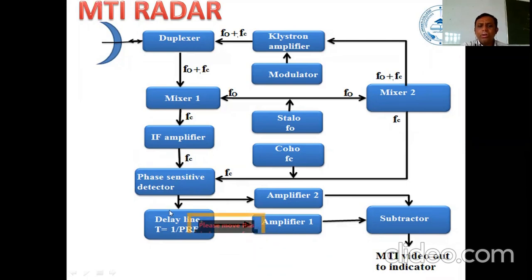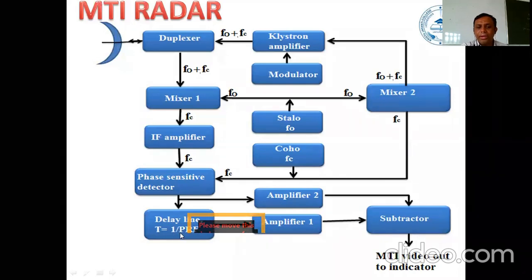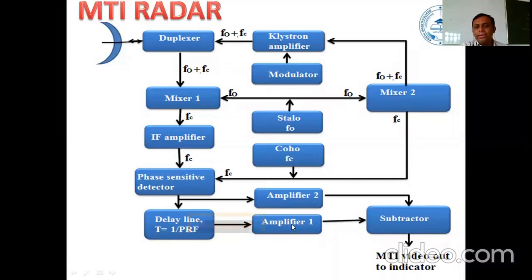Okay, now what will happen is, we will not come to know that in one calculation. So what we do is, we keep that phase difference as it is and amplify it with the help of an amplifier, and we produce a delay of time t equal to 1 by PRF. What is PRF? PRF is the pulse repeating frequency. Again we check the phase difference between F0 and FC, and this difference is amplified with the help of amplifier 1.